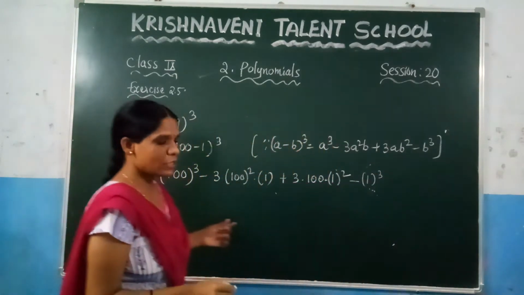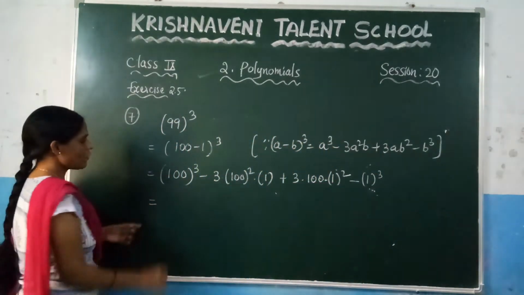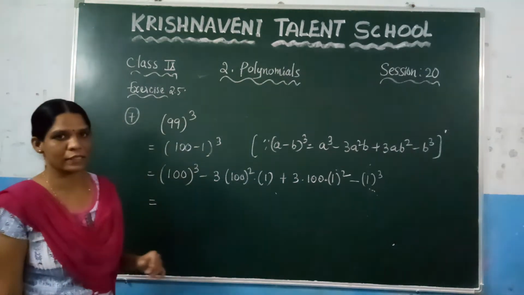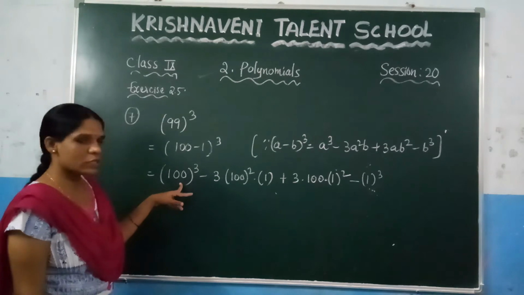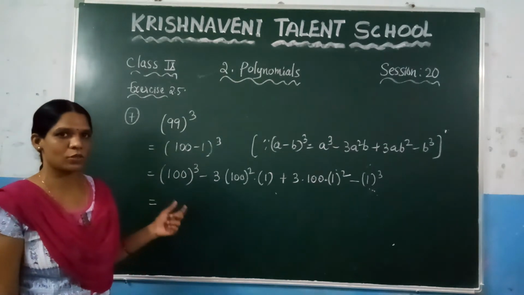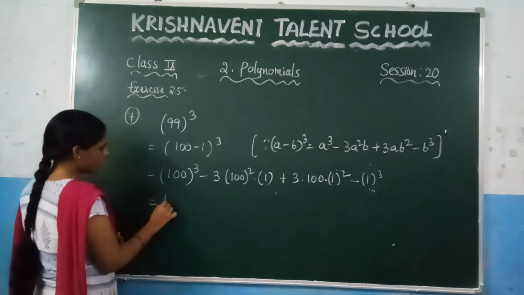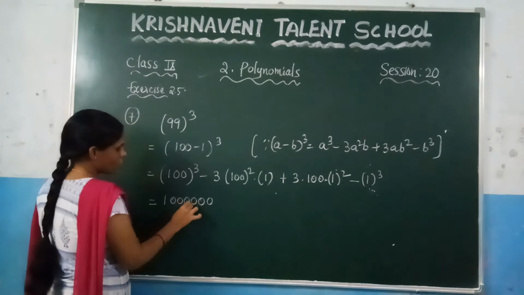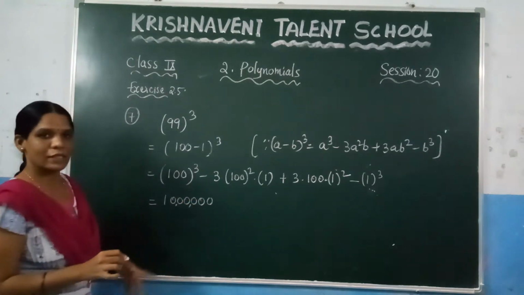Now solve this. 100 cube means you need to multiply 100 three times. There are 2 zeros in 100. If you multiply 100 three times, how many zeros will you get? You will get 6 zeros, right? So write 1, 2, 3, 4, 5, 6. Here you got 10 lakhs.